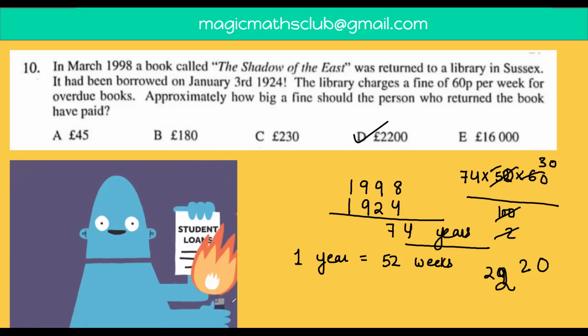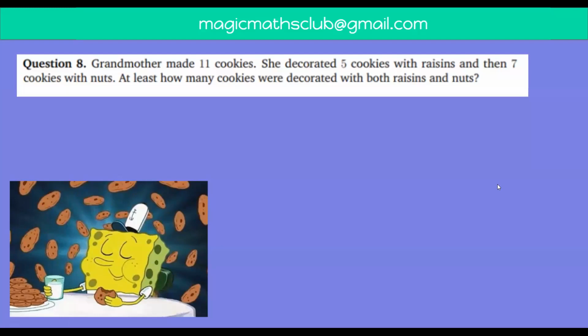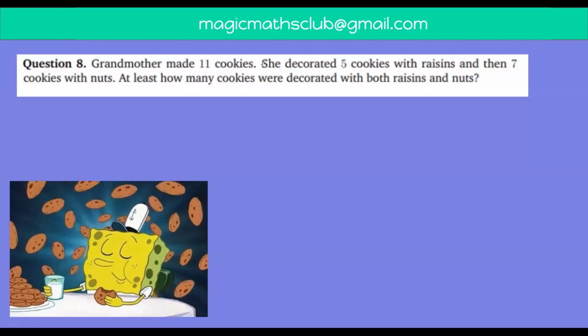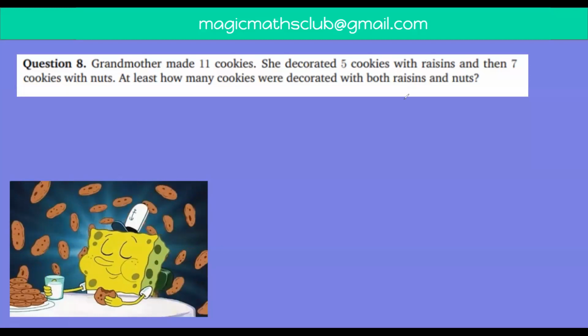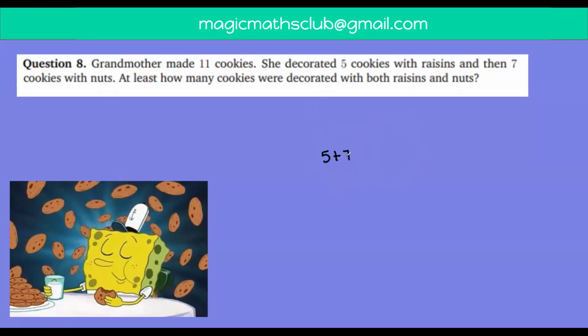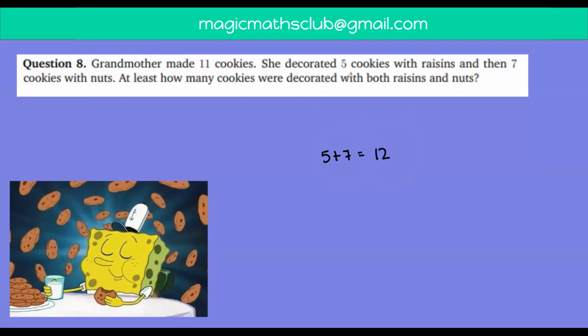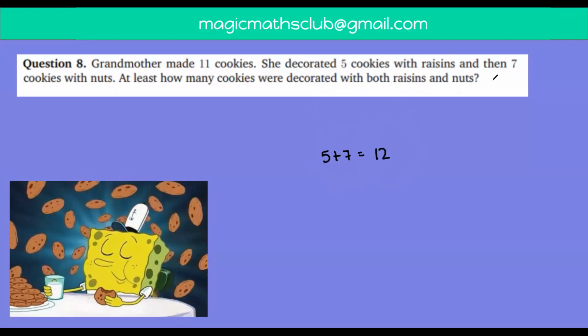Let's try another one. So see this question when we study, grandmother made 11 cookies. She decorated 5 cookies with raisins and then 7 cookies with nuts. So if you try to solve by Venn diagram, this can very easily be done. Or even we can think like 5 cookies plus 7 cookies. So 12 cookies, that will be together how much will be raisins and nuts, and since it was only 11 cookies, so just you subtract, so 1. So definitely one will have both raisins and nuts, and that gives away the answer very easily, right?